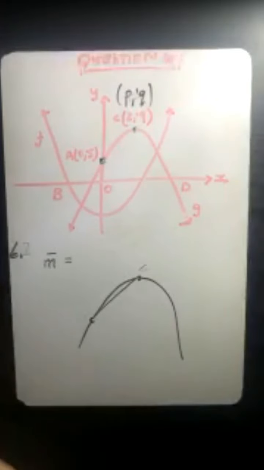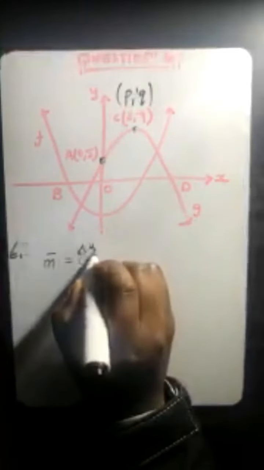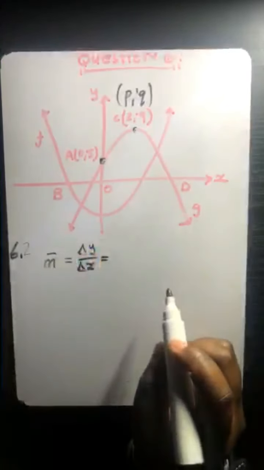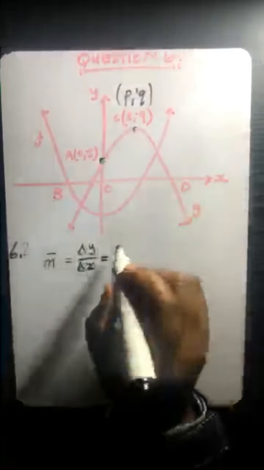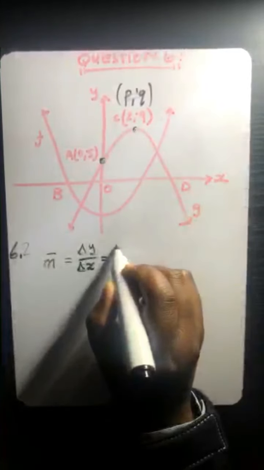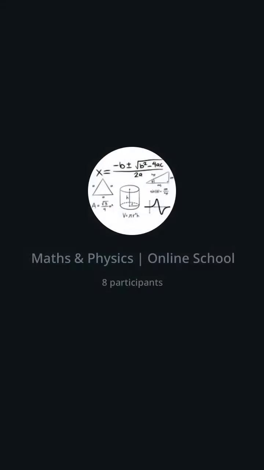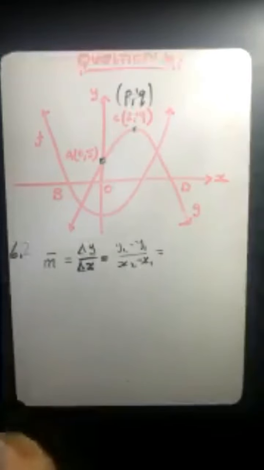So don't get confused and ask yourself, what exactly is average gradient? You do know that a gradient is change in y over change in x, but here it's not really the 100% gradient, it's just an average between these 2 points. So you just calculate the normal way, y2 minus y1 over x2 minus x1. Let me leave this one to you guys to work out and tell me what answer you are getting there.